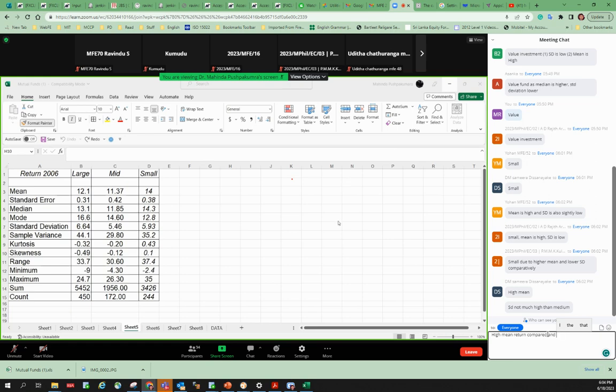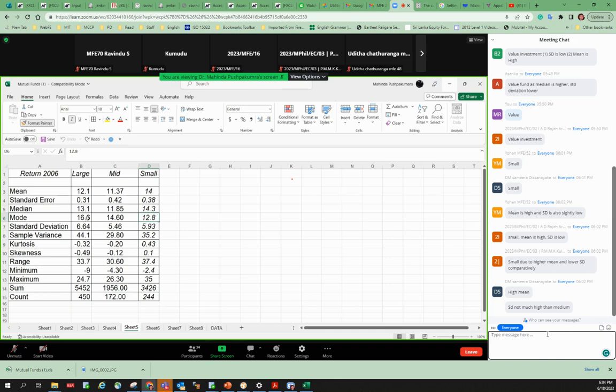They have given reasons also in the chat box. High mean, standard deviation not much higher than median. Small, due to higher mean and lower standard deviation. Yes, that is the reason. Then when you compare, return is high. Then risk is also low.